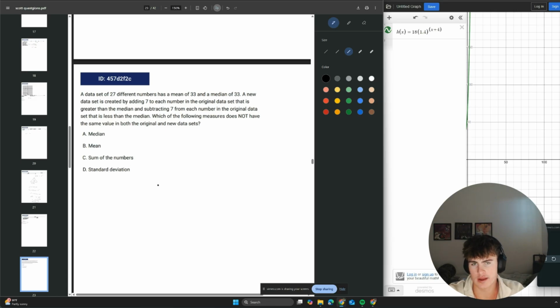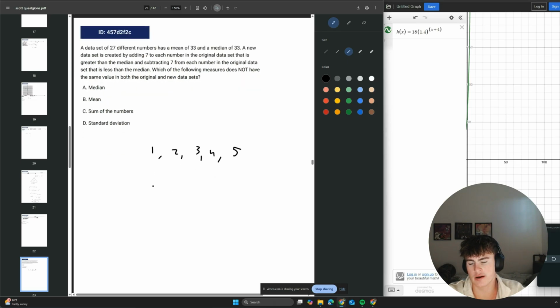So if you had like 1, 2, 3, 4, 5, you would add 7 to both of these and subtract 7 from both of these. This is a bad example because this would be negative, like negative 6. Am I stupid? Negative 5. Sorry. 3 stays because you don't subtract it, since it's not greater than or less than the median. This is the median right here, so you don't change anything. And then this one you add 7 to each, so it's going to be 11, 12.